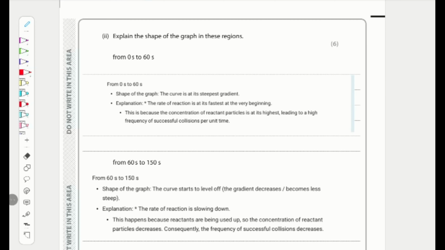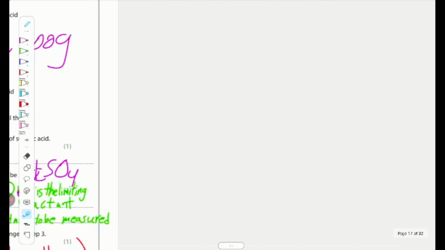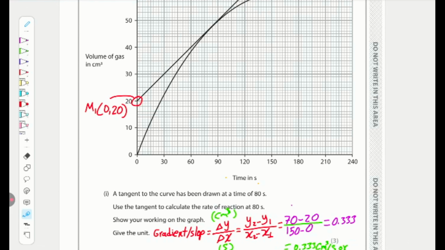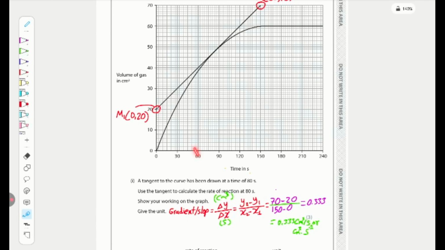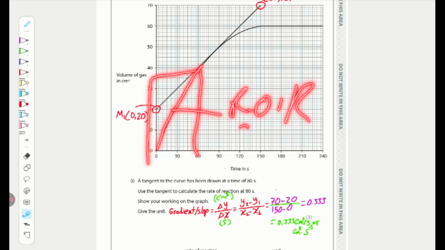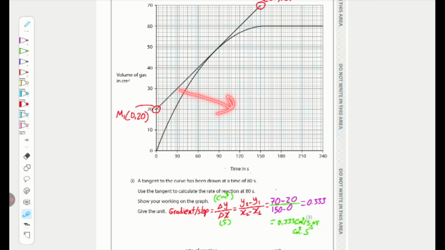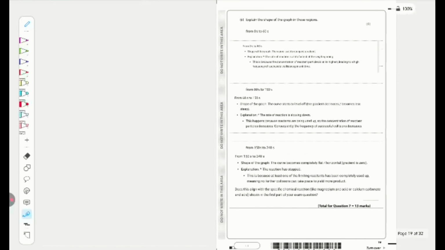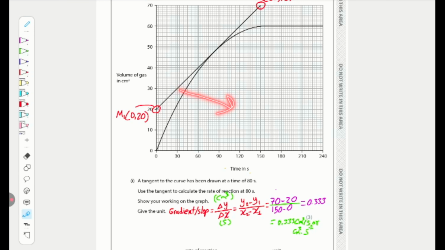Now, my friends, let's continue here. This question: explain the shape of the graph in these regions, from 0 to 60. Let's go back to this, from 0 here to 60. The graph here, as we see, my friends, is very steep. The rate of reaction, the ROR, is very, very high, because the chemicals are reacting very quickly. So here we have a very steep slope, which is the steepest.